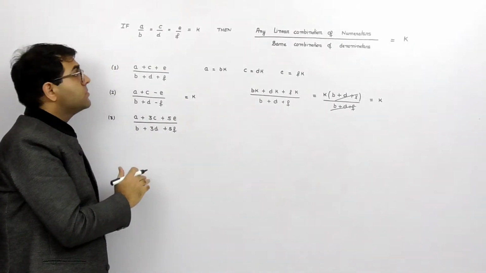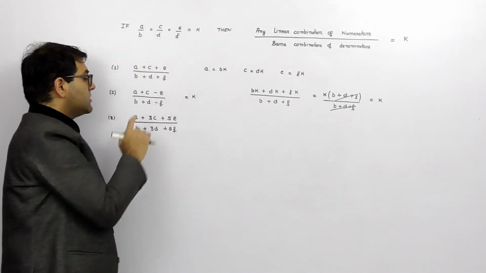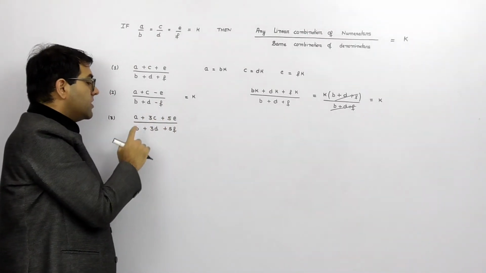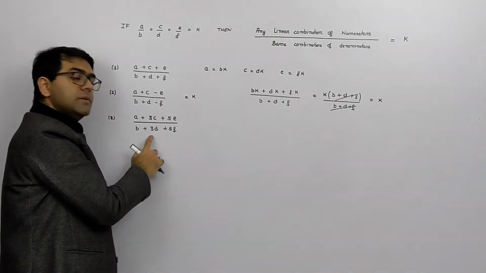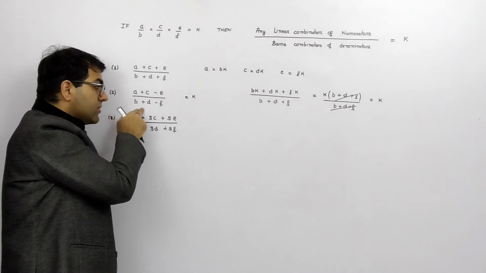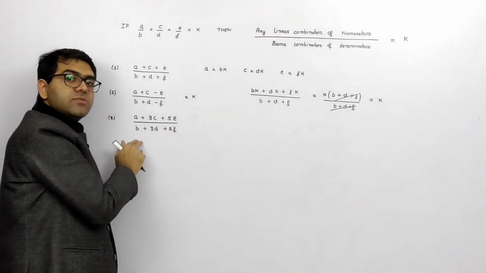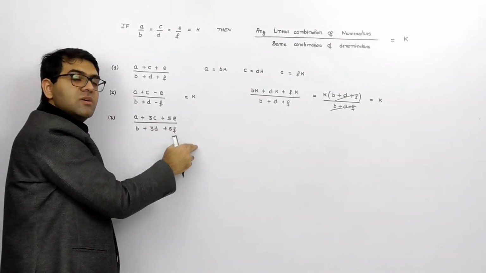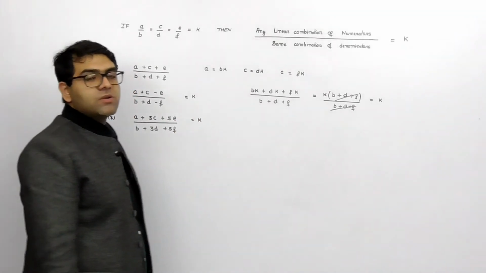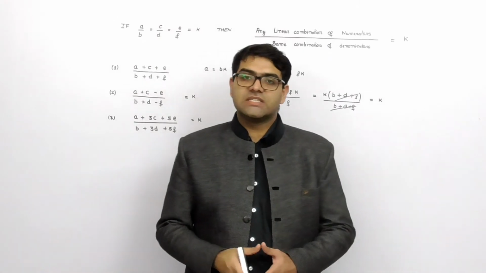Let's write for third example. A, C and E relation क्या बना? A plus 3C plus 5E, and denominator में relation क्या बना? B plus 3D plus 5F. So, जो relation मैं numerator के terms में बना रहा हूँ, जिस sequence में मैं उनका relation बना रहा हूँ, same sequence में मैं denominators का relation बना रहा हूँ, the ratio is again going to yield me K. This is what law of equal ratio states.